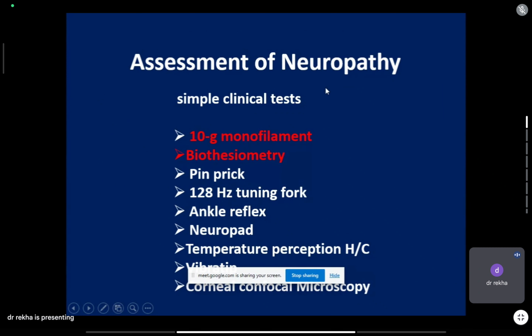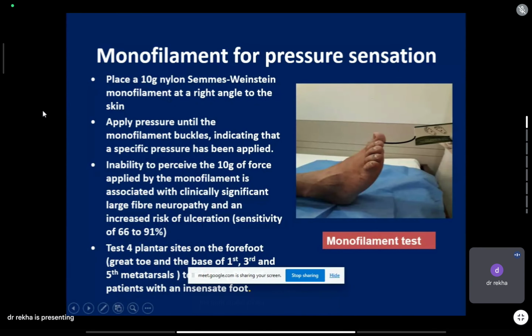So assessment of the neuropathy, how do we assess the neuropathy? There are many clinical tests: 10-gram monofilament, biothesiometer, pin prick sensation, tuning fork test. So there are very simple tools, but in our basic clinical practice, we only do two tests. This is the 10-gram nylon Semmes-Weinstein monofilament. So this is the monofilament, and how do we test?